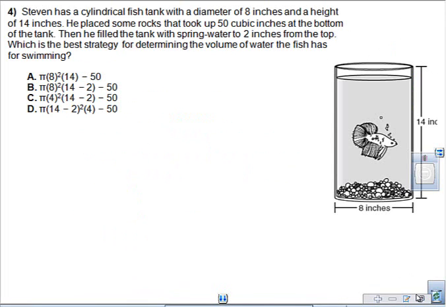Another cylinder. This one's a fish tank with a diameter of 8 inches, a height of 14 inches. He placed some rocks that took up 50 cubic inches at the bottom of the tank and then filled the tank with water 2 inches from the top. Which is the best strategy for determining the volume of water that the fish has for swimming? So we're talking about volume.